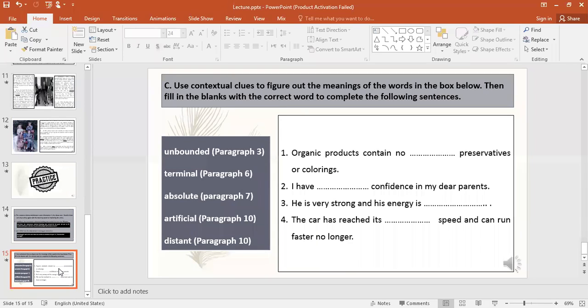Organic products contain no preservations or coloring. Miss, artificial. Very good. Artificial.